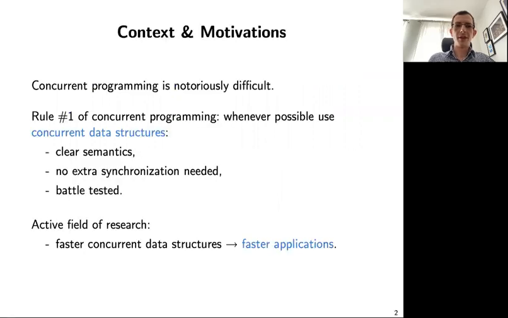Everybody who ever did even a little bit of concurrent programming knows that concurrent programming is hard and error-prone. Thus, whenever possible, we should use concurrent data structures because they offer clear semantics, require no additional synchronization, and we can depend on them in terms of correctness. Quite often, the performance of concurrent data structures directly impacts the overall performance of the entire application. Hence, it is important to do research in this area.